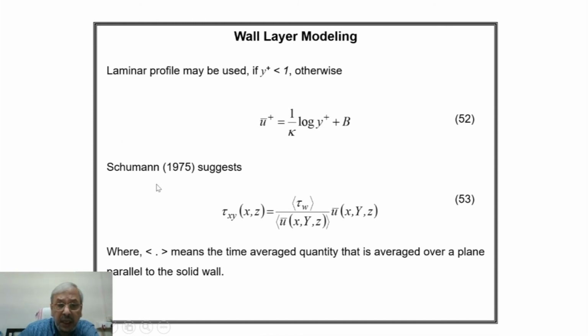And there is another prescription of Schumann. Schumann is a very well known LES contributor from the University of Munich. So this is calculating the wall shear stress, then the current level of filtered value. From there calculate the tau xy through this averaging, and you can see that this bracket means the time average quantity, that is averaged over a plane parallel to the solid wall. So applying boundary conditions is slightly involved. One has to see that, but it is simple if the grid size is kept below 1.